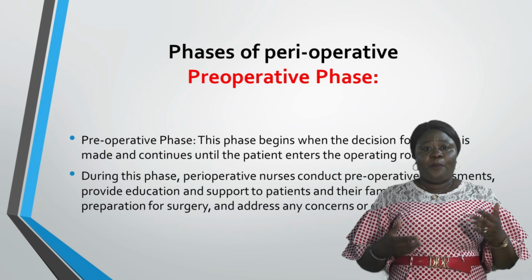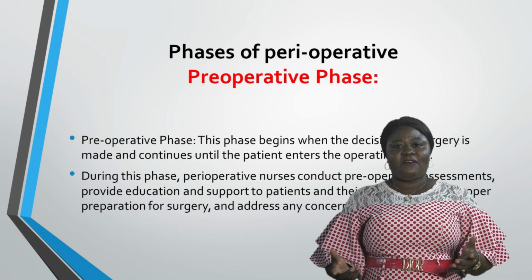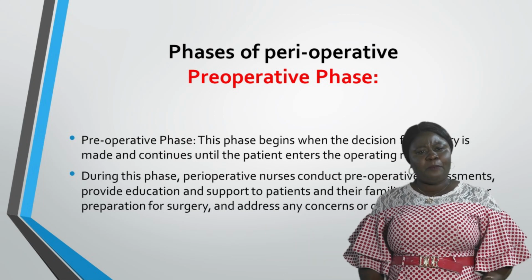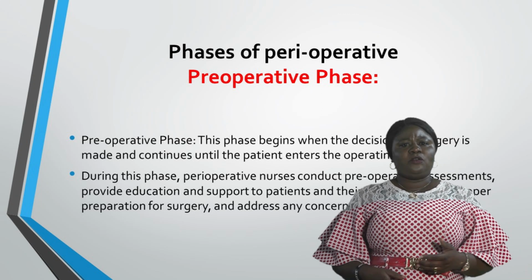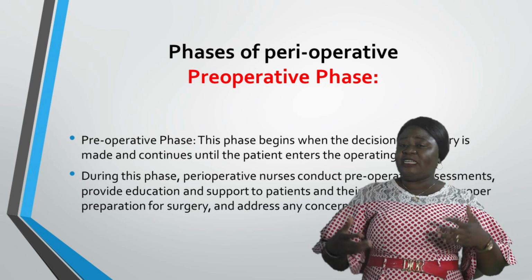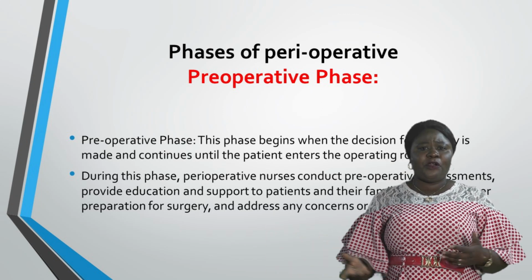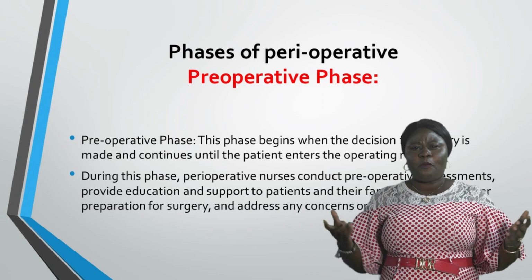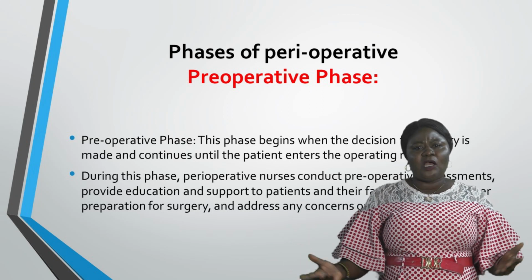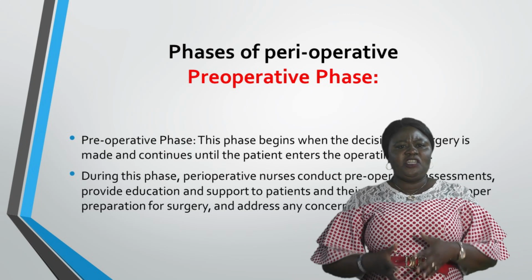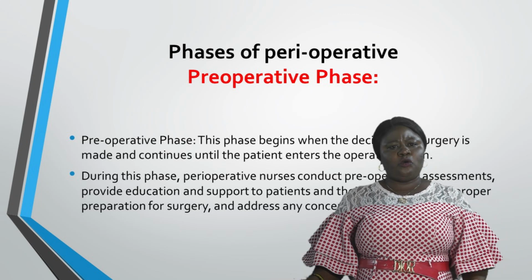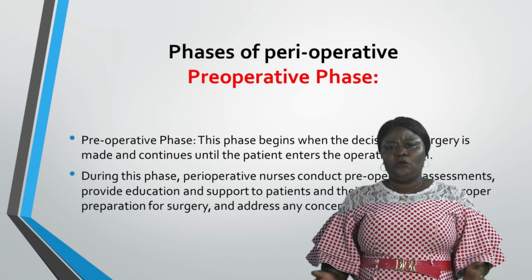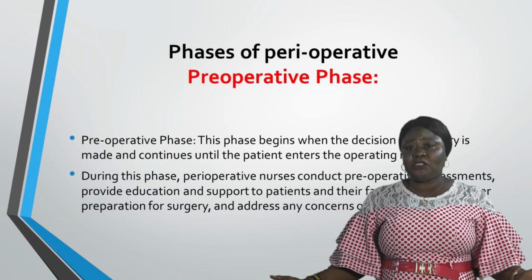You seek the consent of your patient on whether the surgery should hold or not. During this phase, perioperative nurses conduct pre-operative assessment. You assess your patient from head to toe. You provide education based on the planned procedure, and you also support the patient, including the family members. At this period, patients and relatives might be going through a lot of psychological problems, because they don't know how the surgery will end. So at this stage, you need to provide education and psychological support to the patients in preparation for the surgery, and you address any concerns and questions.